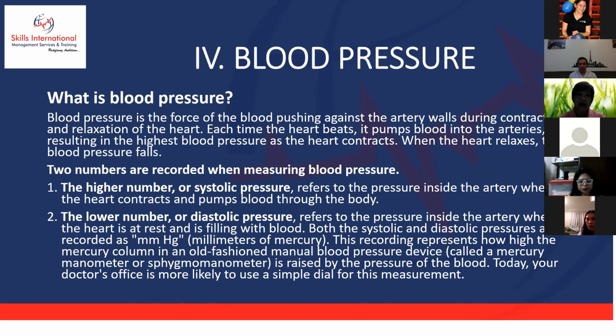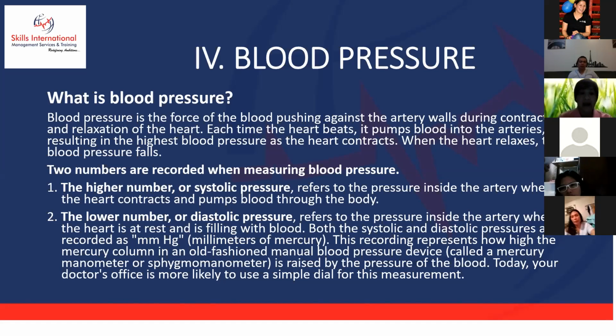The second number is the lower number, or the diastolic pressure. It is the pressure inside the artery wall when the heart is at rest and is filling with blood. It is relaxed. The systolic and diastolic pressures are recorded as millimeters of mercury. So we have two numbers in taking blood pressure. You have to remember, number one is the first loud sound. That's the higher number, which is the systolic pressure.